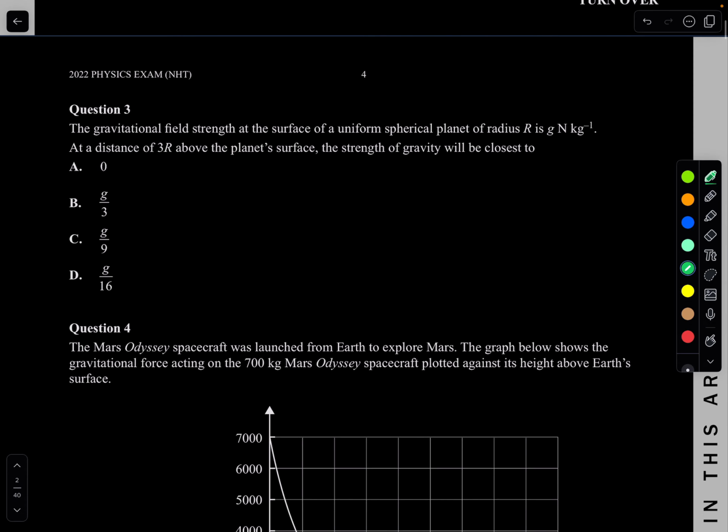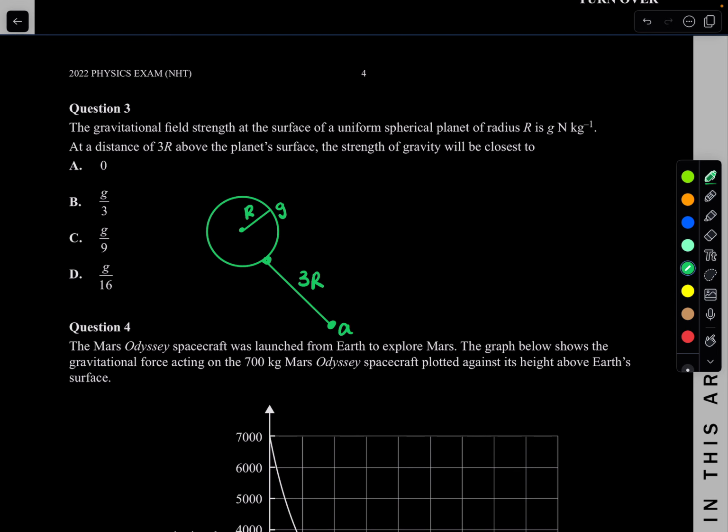Easy. Question 3. The gravitational field strength at the surface of a uniform spherical planet of radius r is g. At a distance of 3r above the planet's surface, the strength of the gravity will be closest to what? So let's just draw a nice figure over here. This is the planet, and at the surface the value is g. But if we go 3 times the r above the surface, somewhere around here, what will be the value of g here? That's what we want to calculate, which in this case is just a, so we don't get confused.